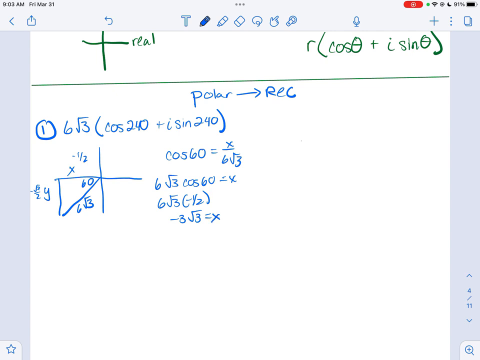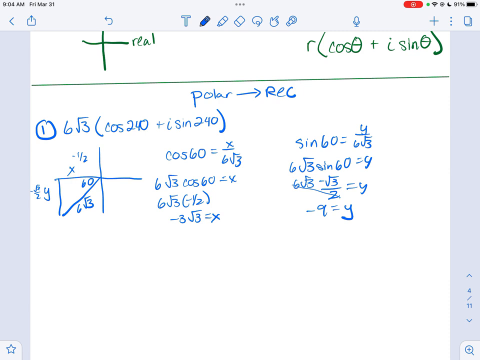And then the y part, the sine of 60, y over 6 root 3. So 6 root 3 times the sine of 60 equals y. Well, that's half. So this is 3 root 3, and it was negative. I feel like I did something wrong here. Oh, I put in the wrong value for the sine of 60. So this was negative root 3 over 2 is y. So 6 divided by 2, that's 3 times 3. So that would be negative 9 equals y.